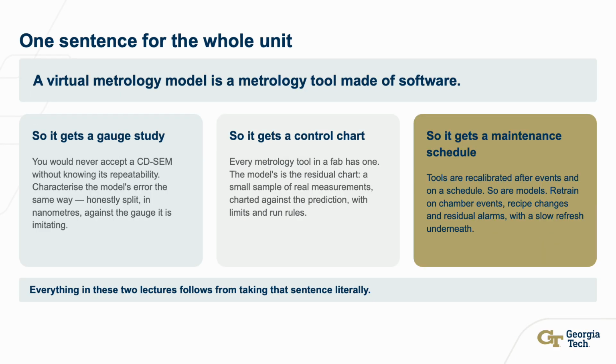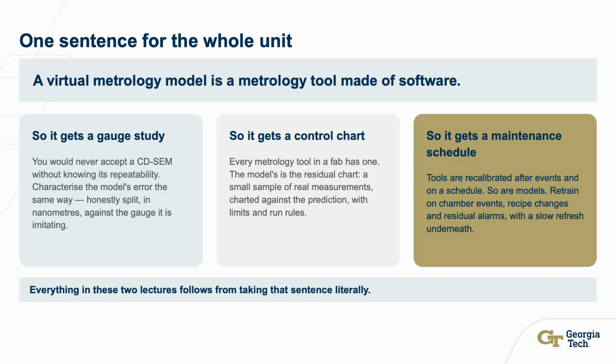So back to the sentence I promised at the start, and it survives the detour through digital twins intact. A virtual metrology model is a metrology tool made of software. So it gets a gauge study. You would never accept a CDSEM into a fab without knowing its repeatability and reproducibility. Characterize the model's error in the same way, honestly split, reported in nanometers, stated as a multiple of the gauge it is imitating. That was segment 1 and segment 2.